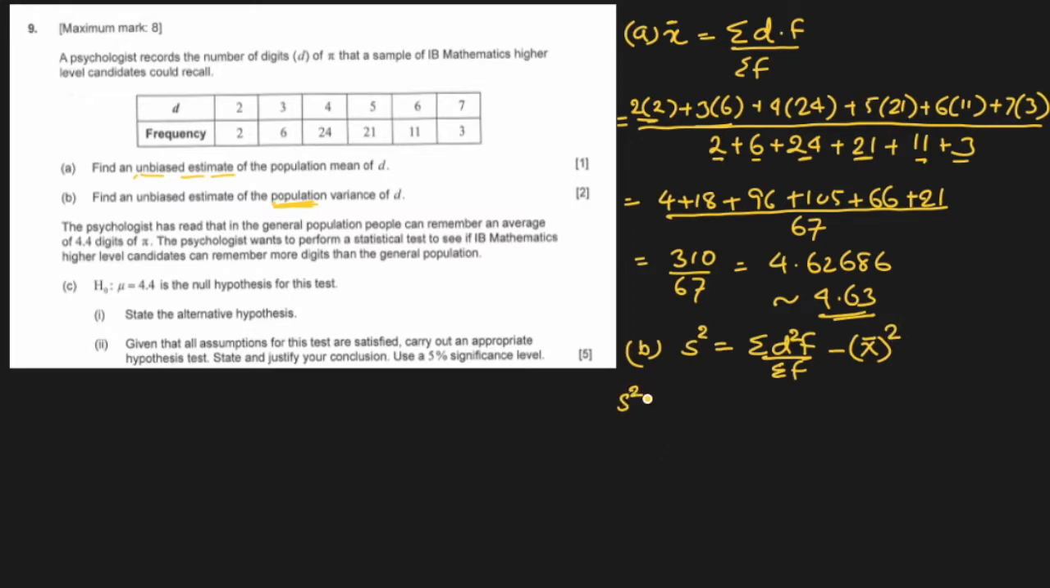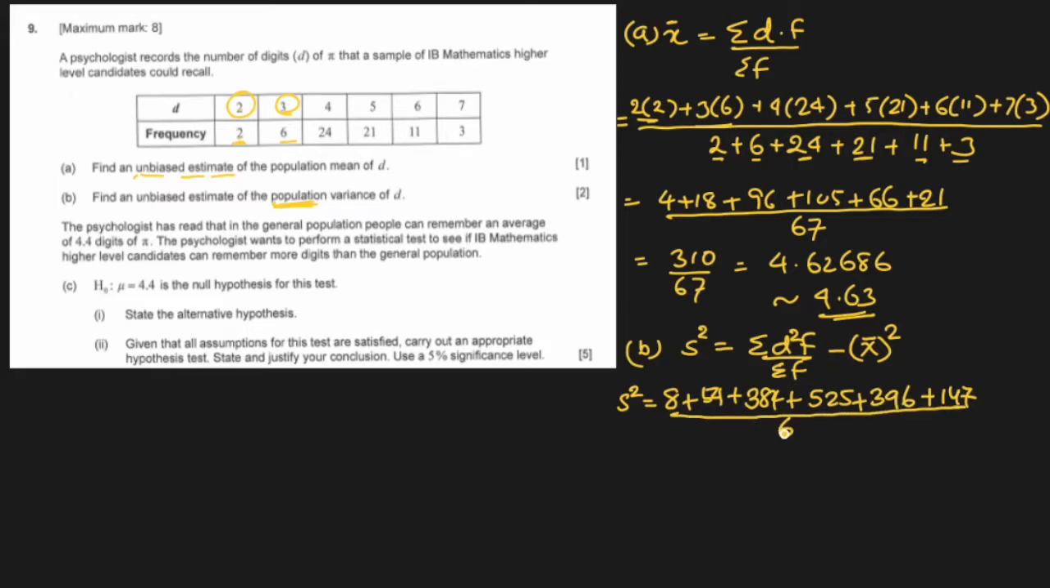So it comes out to be, I have to square each one of them. Like this 2 will be squared and multiplied with 2. So 2 squared is 4, 4 multiplied by 2 is 8. Then 9 times 6, 54. 16 times 24, 384. Plus 25 times 21, 525. 36 times 11, 396. And 49 times 3, 147.